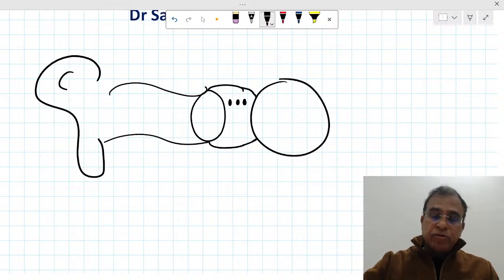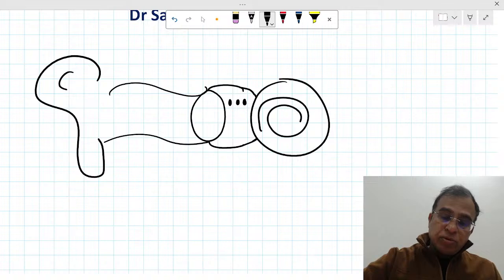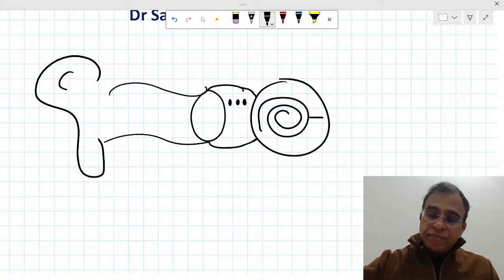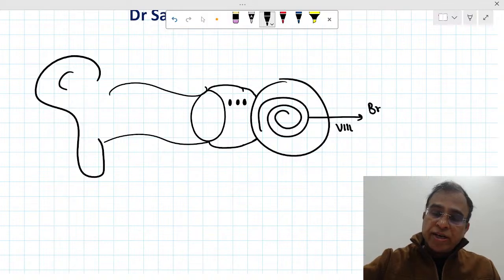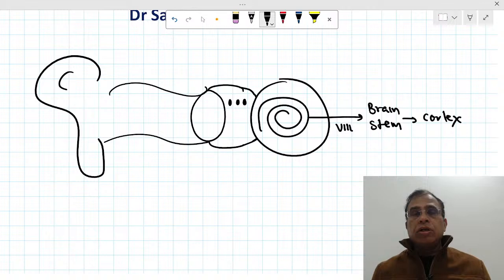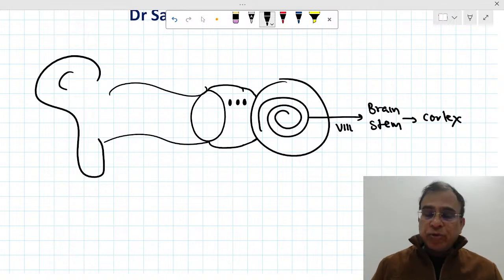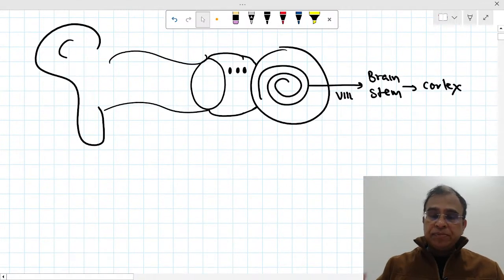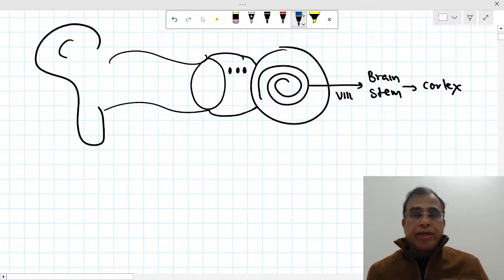And there is a cochlea and the vestibule. From here, the 8th nerve carries a signal that goes via the brainstem into the auditory cortex. Now, this is what is called the auditory pathway, the pathway through which sound travels. It's called the auditory pathway, right?